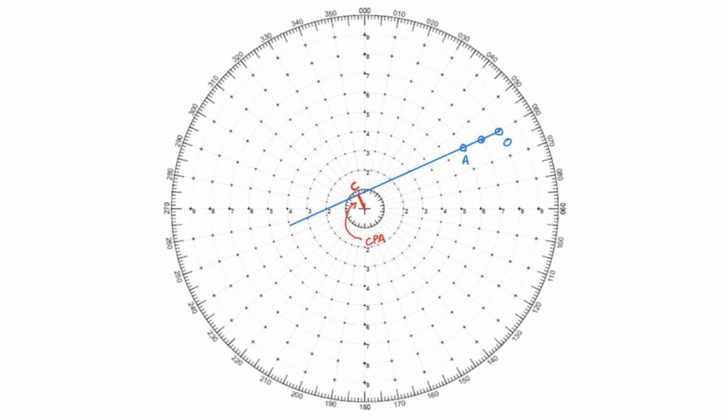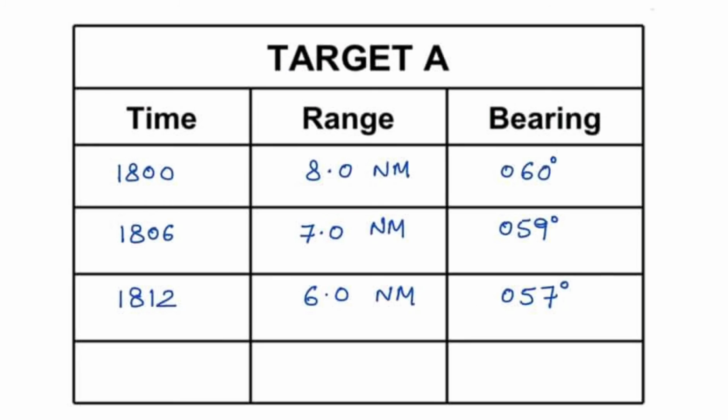To calculate TCPA, we just need to calculate the time required to reach the point C, considering it took 12 minutes to cover the distance OA. As you can see, from O to target A, it travels 12 minutes, and the range is 2 nautical miles. So in getting the TCPA, you need that given.